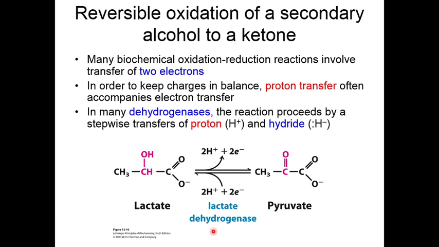The enzyme lactate dehydrogenase converts lactate to pyruvate, or the reverse, pyruvate to lactate. What it is doing when it is converting lactate to pyruvate is oxidizing lactate to pyruvate. Pyruvate is oxidized, as you can see it has a ketone, whereas lactate has an alcohol. The reverse process of converting pyruvate to lactate is a reduction.